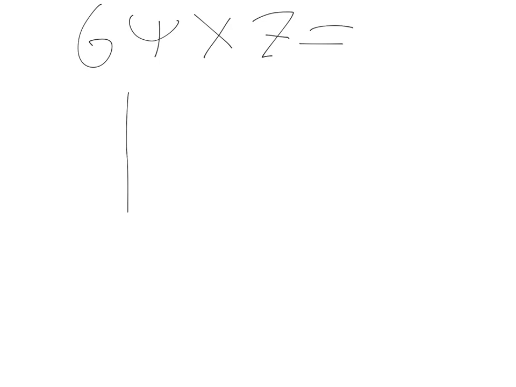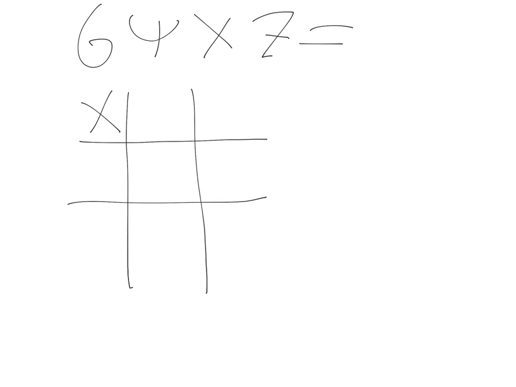So we're going to draw our grid method, like noughts and crosses, for example. And we're going to have times. So we're going to have the 7 by here. It doesn't matter which way you put it. They all add up to the same answer. So 7 by there, and we need to split the 64 into two numbers, so it'd be 60 and 4.